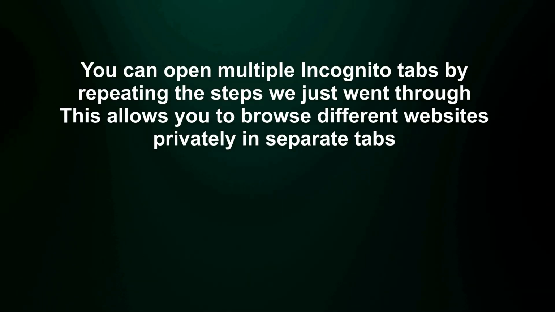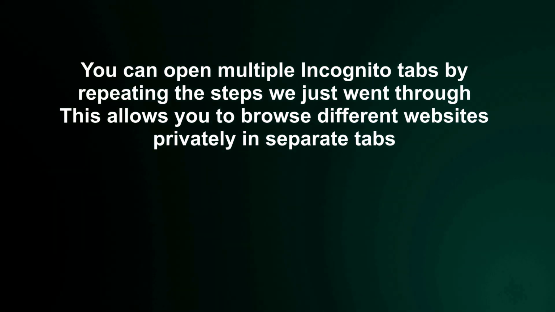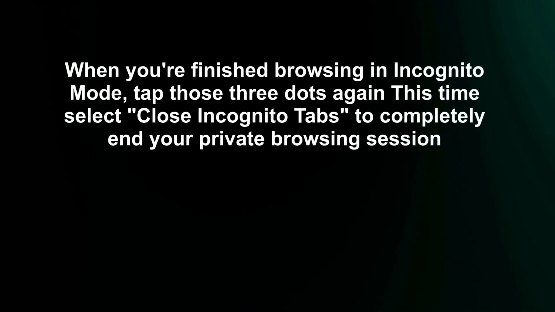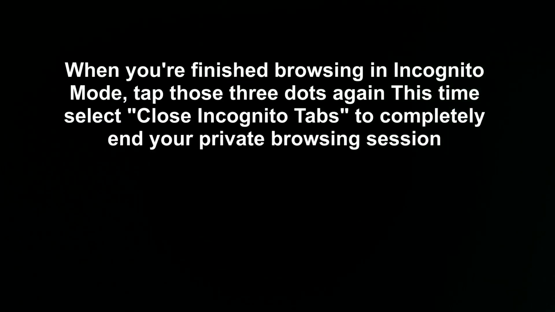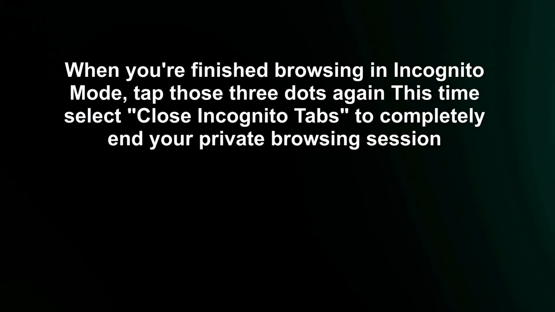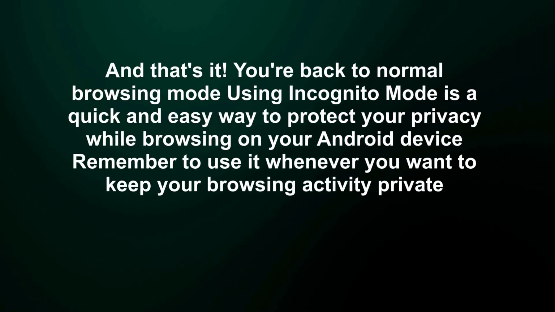You can open multiple incognito tabs by repeating the steps we just went through. This allows you to browse different websites privately in separate tabs. When you're finished browsing in incognito mode, tap those 3 dots again. This time select Close Incognito tabs to completely end your private browsing session. And that's it. You're back to normal browsing mode.